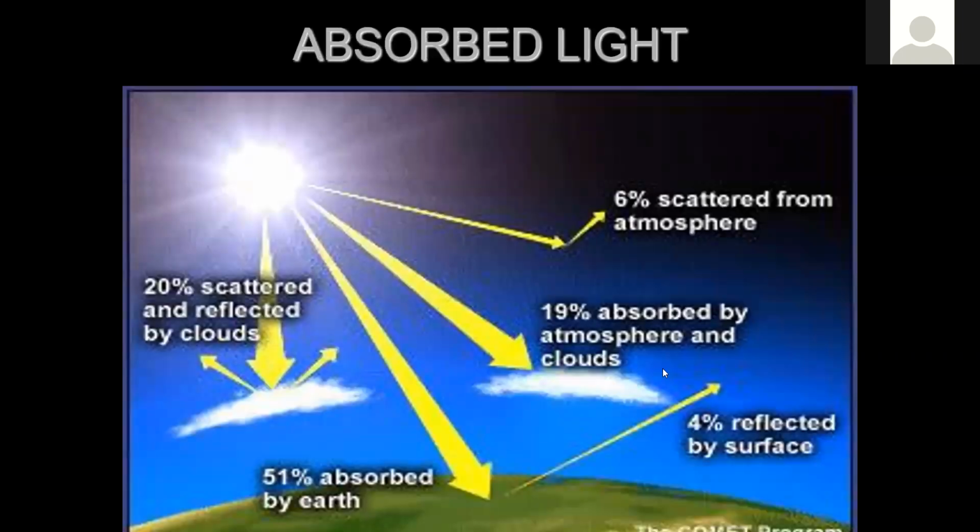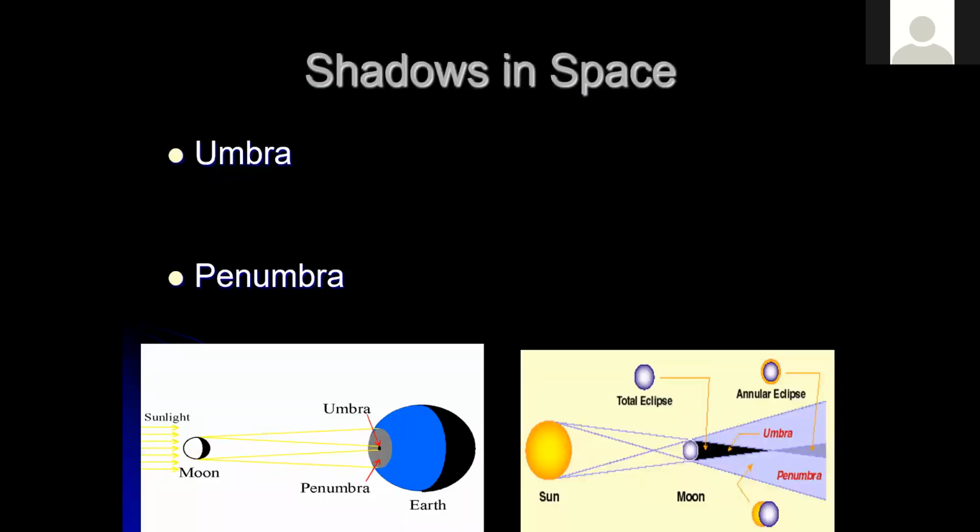Or you could have it absorbed. And so we get some light that's reflected by clouds or scattered, some that's absorbed. The earth absorbs about half of the radiation from the sun, and then about 4% of it is reflected. But these are just pictures to help you remember what is going on with those three things.